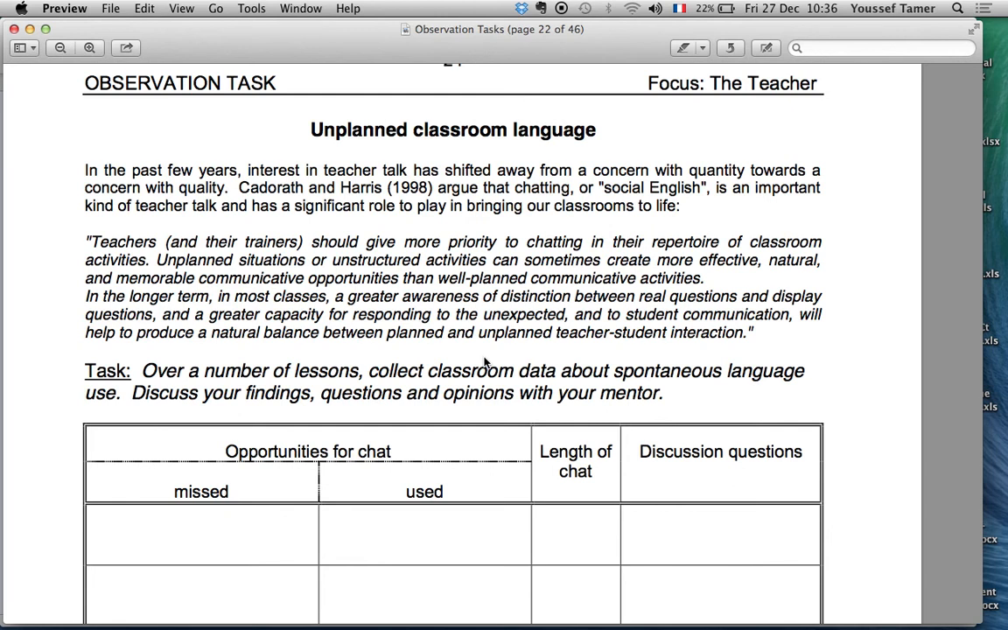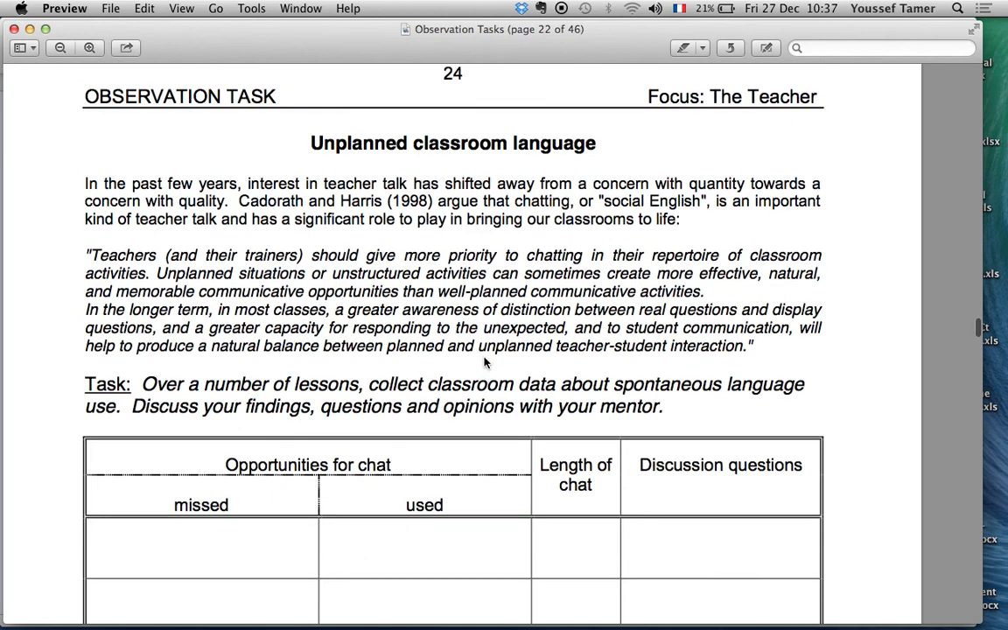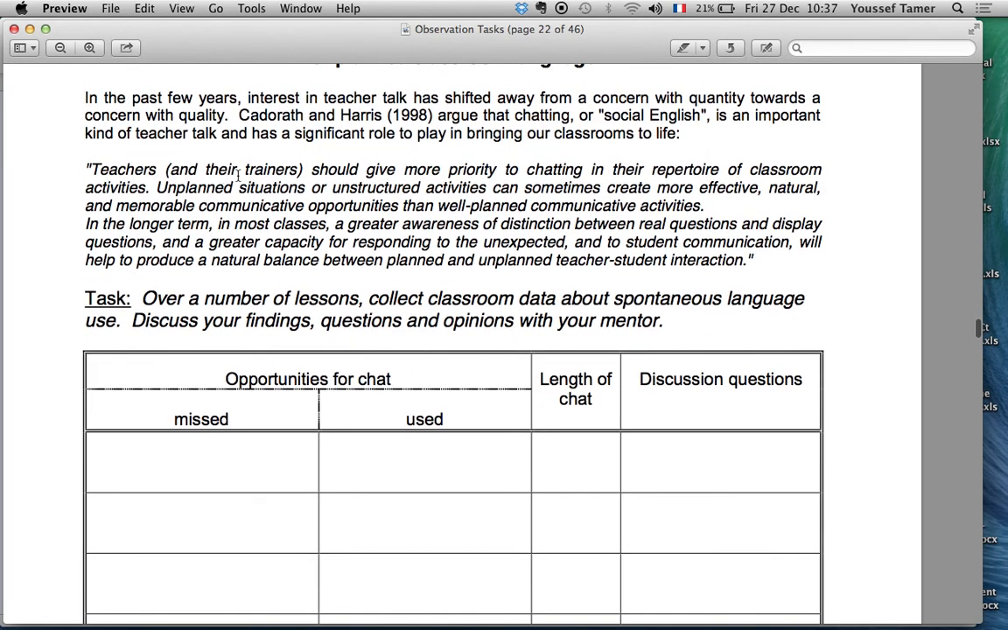Now the problem lies with the students. If you have a large number of students, and you are too obsessed with classroom management to avoid problems of discipline, you tend to be very formal to put an end to that. But in small classes, usually 50, 40, 30, it's okay. You can manage from time to time to use social, informal language. Teachers and their trainers should give more priority to chatting in their repertoire of classroom activities.